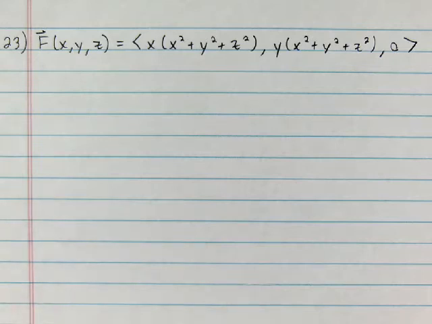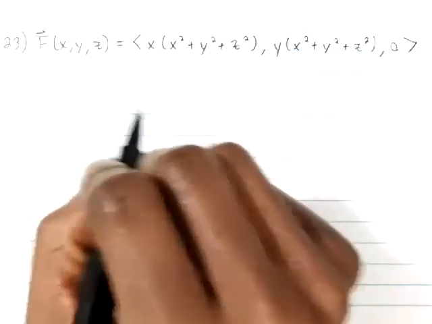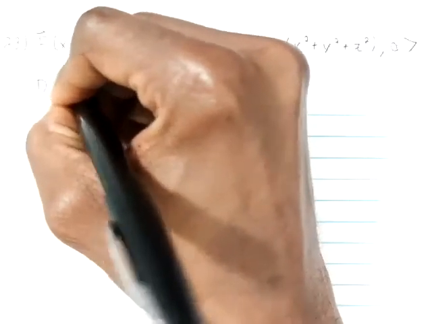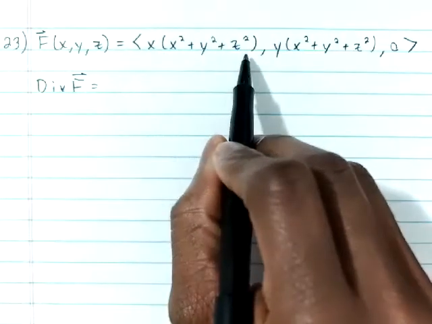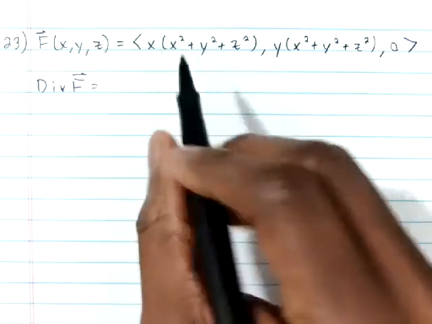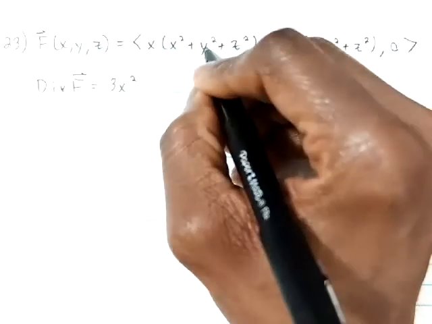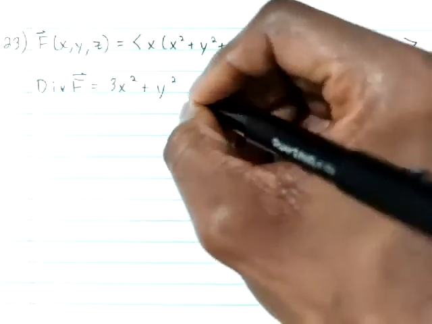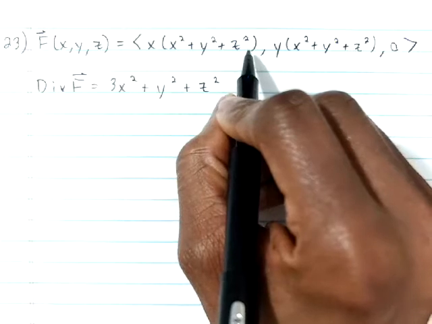All right, so first let's find the divergence of f. I shouldn't distribute that x and that y. So the divergence of f is the partial of this thing with respect to x. Here we have x cubed, so that's going to be 3x squared. Then x times y squared gives us y squared, and x times z squared gives us z squared.